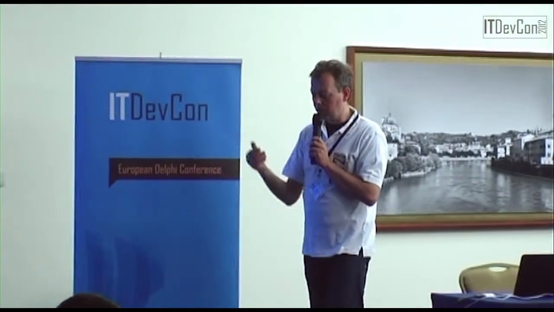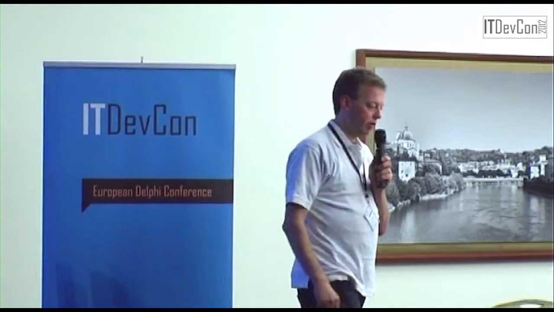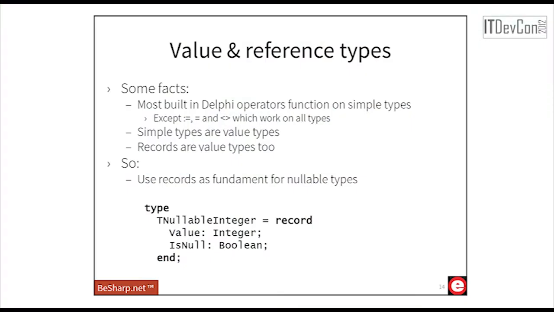So all of this led me to my choice of using records as a base for nullable types. And that was before I started to look into operator overloading. So this is what I started with. A record with 2 fields, the actual value, and a boolean indicating if it would be null.